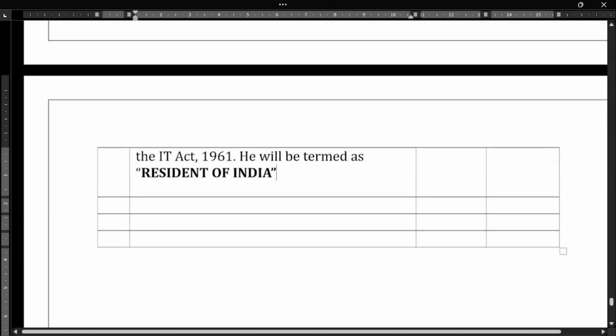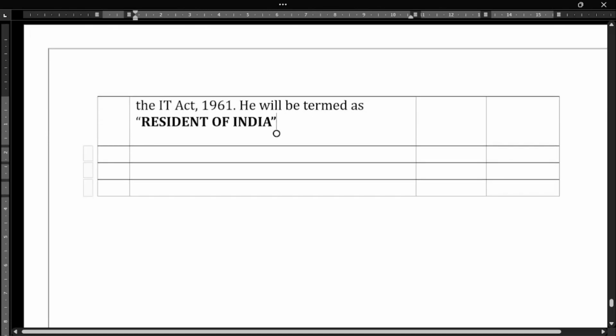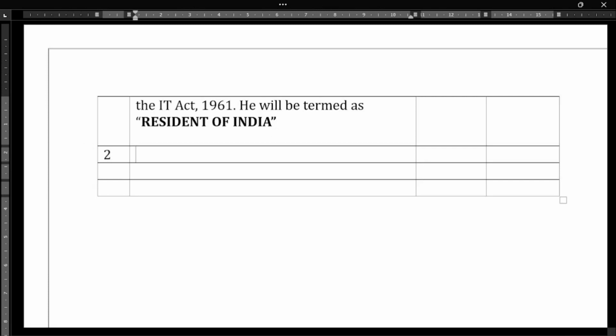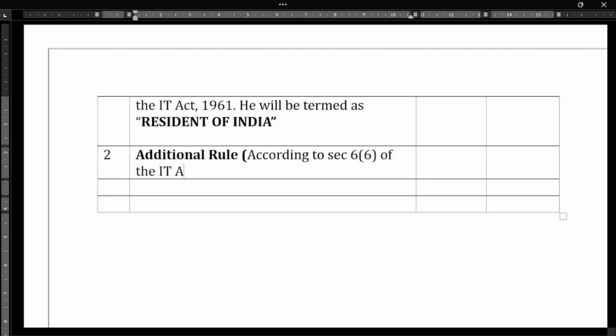But now the question comes whether he is an ordinary resident or not an ordinary resident. In order to find out, we have to apply the additional rules. The additional rule is according to section 6 subsection 6 of the IT Act of 1961.